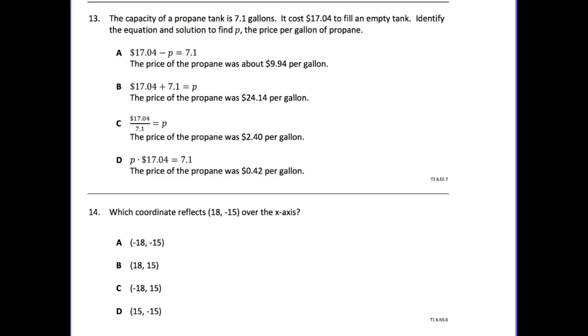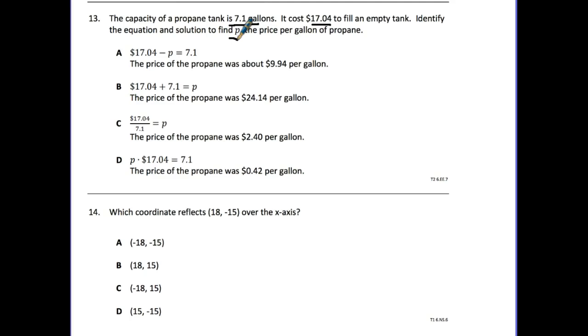So, taking a look at 13. The capacity of a propane tank is 7 1/10 gallons. Capacity means the amount of gas that the tank can hold. It costs $17.04 to fill an empty tank. Identify the equation and solution to find P, the price per gallon of propane.